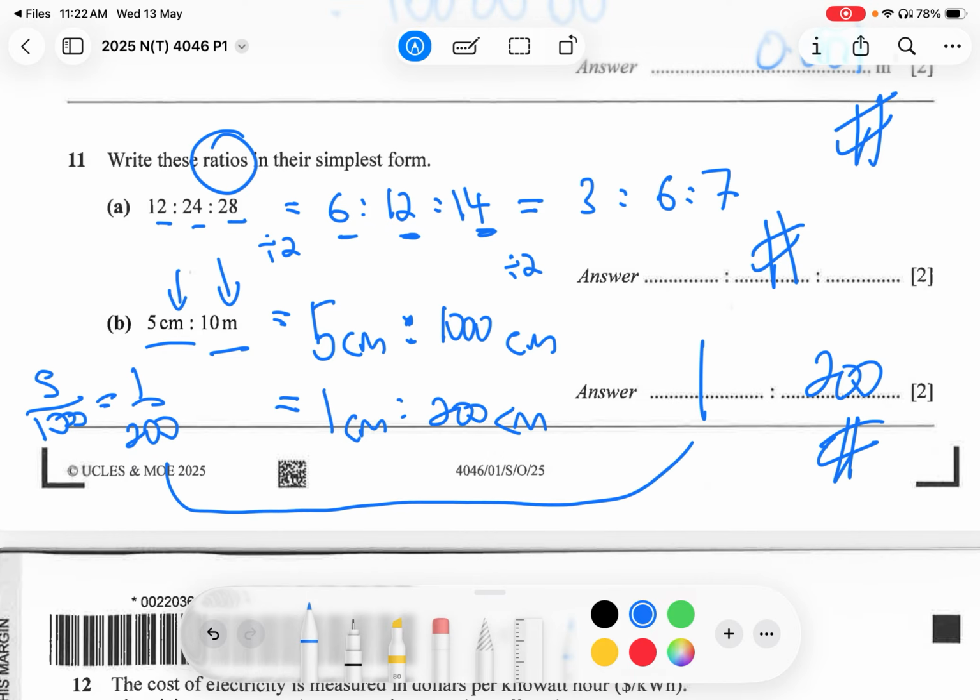Okay, for this, you can use calculator to get the answer, but the fraction must change to ratio because they are doing ratio. 1 is to 200. Then you can change manually. Okay, for this, the next one.